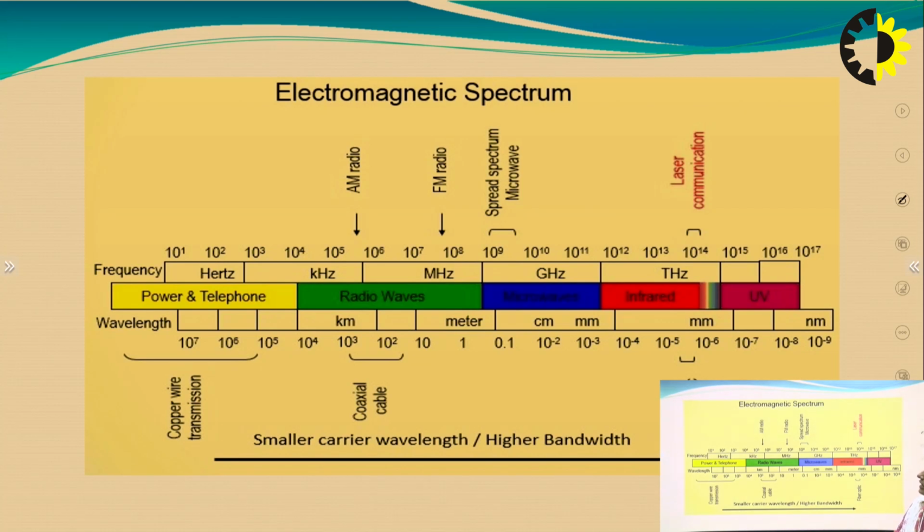You can see from the diagram, we have power and telephone, then radio waves, then microwaves, then infrared, then UV rays. The optical range is between 10 to power 9 and 10 to power 14. So you can have laser communication in the infrared region, that is around 10 to power 14. Below the infrared region there are microwaves. It has very high frequency, that's why the wavelength is very small, in nanometers. So fiber optics works around 10 to power 14 hertz, or you can say in terahertz, and the wavelength is from around 800 nanometer to 1600 nanometer.